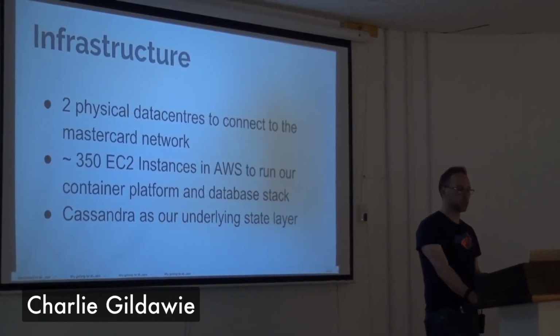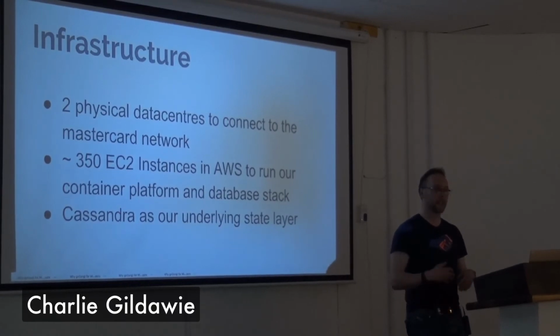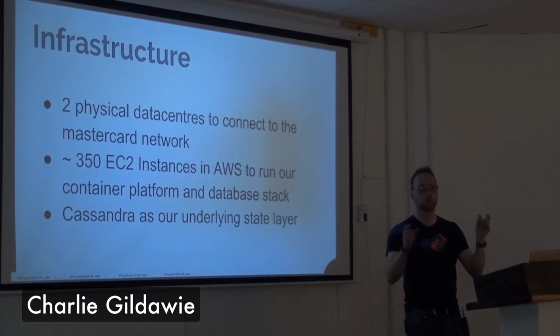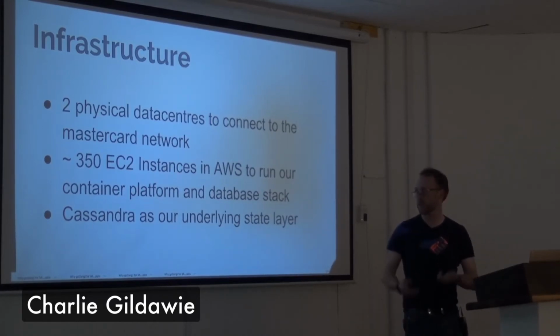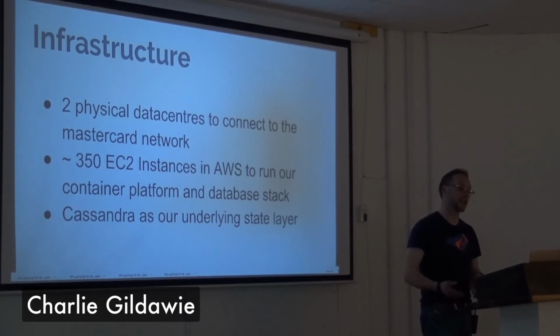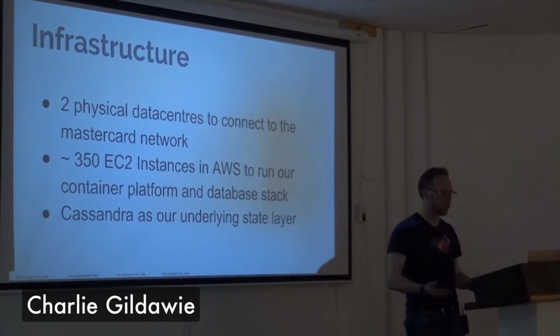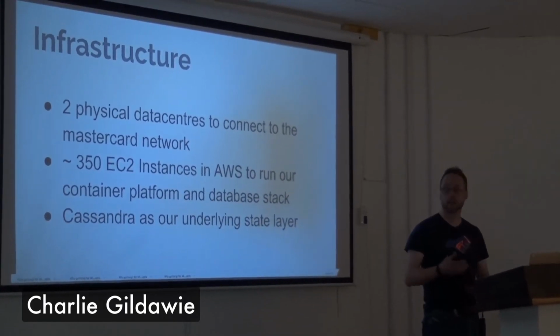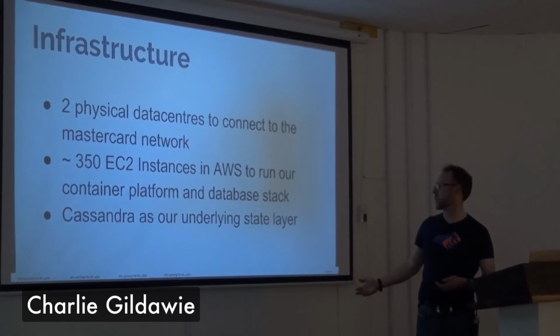Our infrastructure is 2 physical data centers to connect to the MasterCard network. Effectively, MasterCard gave us or sold us 2 huge boxes, and they're the only things that are allowed to talk to MasterCard, and that's the only reason we have data centers. We'd love to get rid of them, but we can't. And 350 EC2 machines in AWS, which run the container platform and our database stack. And underneath that, we have Cassandra as our underlying state layer.